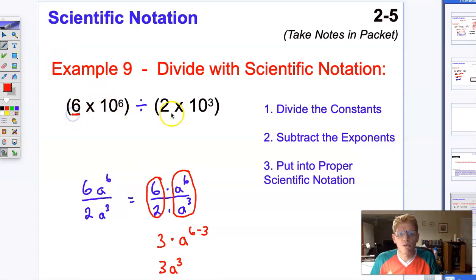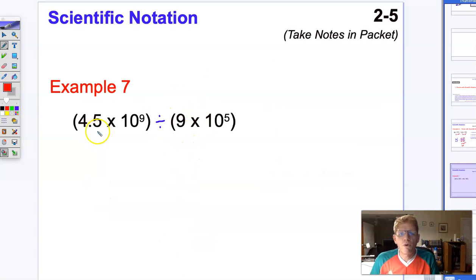Once again, we have two constants here, so we're going to divide those two numbers just like we did over here. 6 divided by 2 is 3. Then we'll divide the 10 to the 6th and the 10 to the 3rd. That's going to give us 10 to the 6th minus 3, or 3 times 10 to the 3rd power. That's all there is to it. Another example, 4.5 times 10 to the 9th divided by 9 times 10 to the 5th. This time we have decimals. Well, it's going to be the same process.